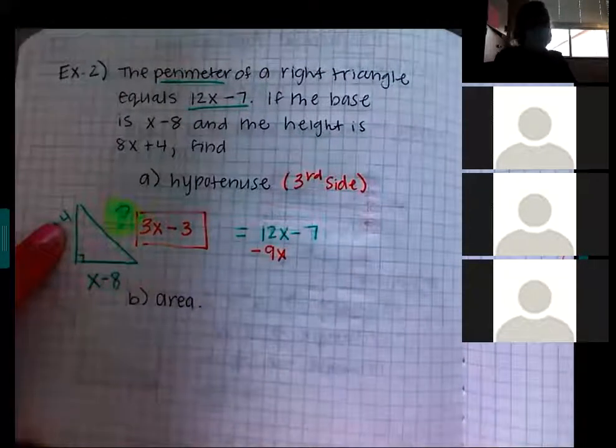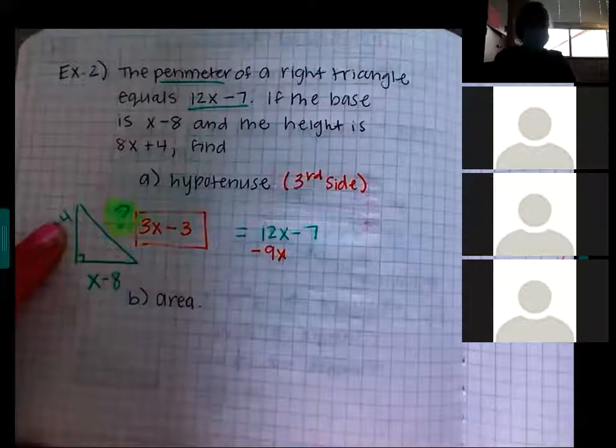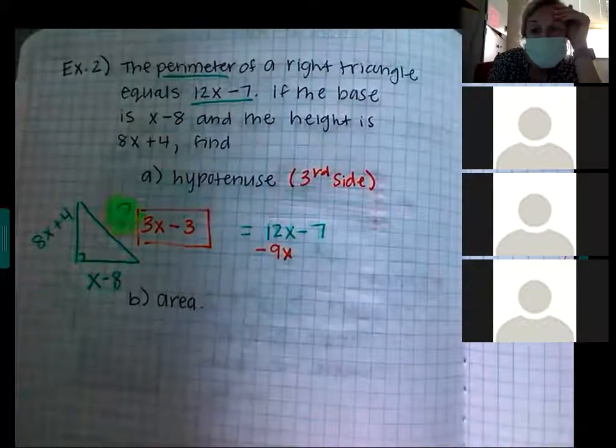That's it. Y'all were freaking out. I really told you they don't get much harder. So the third side would just be 3x minus 3. Does everybody understand how we got that?